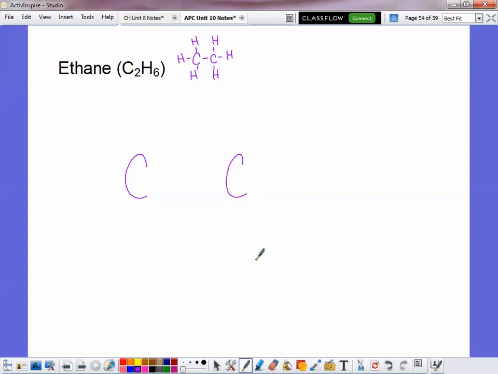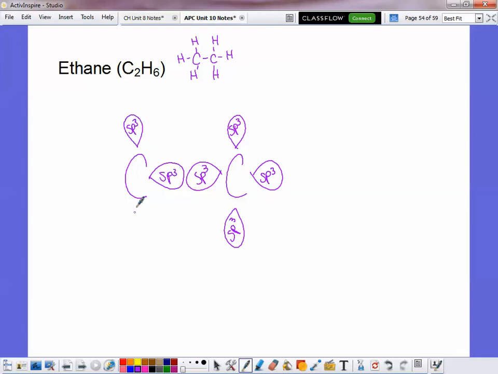So that means that each carbon is going to have 4 sp3 hybrid orbitals coming off of it. And I'm bad at drawing these, but they're all sp3. They're supposed to be kind of like teardrop shape. And then this carbon has 4 sp3s coming off of it as well. And these angles aren't 90 like I'm drawing here. They're really 109.5. Trying to draw something 3-dimensional on a 2-dimensional medium is difficult.